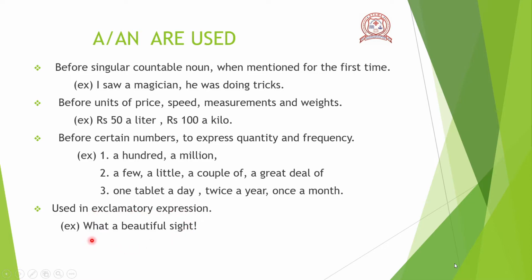Let's see the example. What a beautiful sight. A or an is used before the exclamatory sentence. So a or an can be used in an exclamatory sentence also.